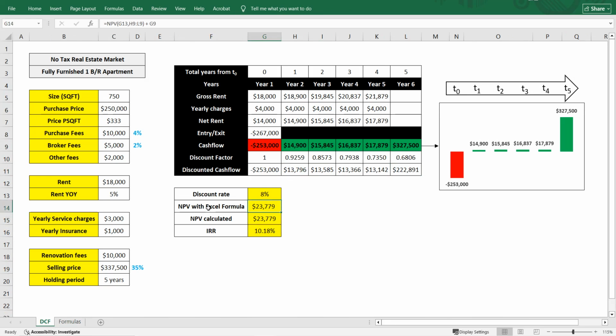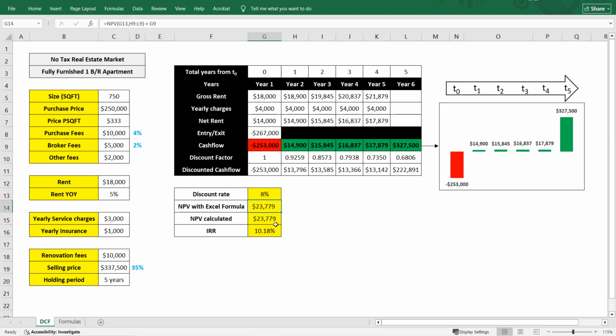So here we have the NPV with the Excel formula, right? As you can see, we have NPV, and the first parameter will be G13, which is the discount rate, right? And then we have from H9 to L9, so we have the different cash flows, plus G9. In this case, G9 or G11, which is the same, will be added as it is a negative number to get our NPV.